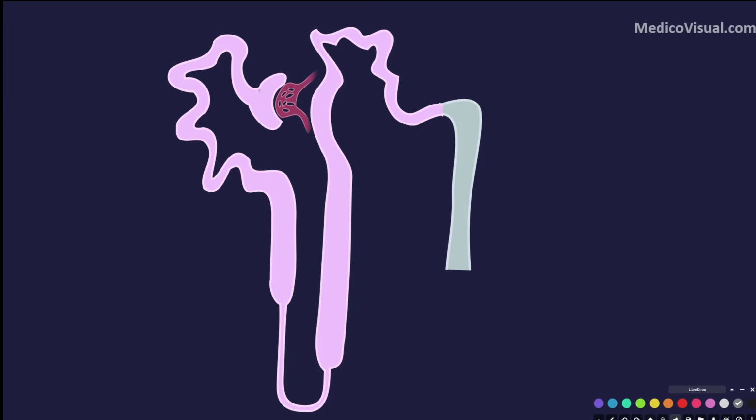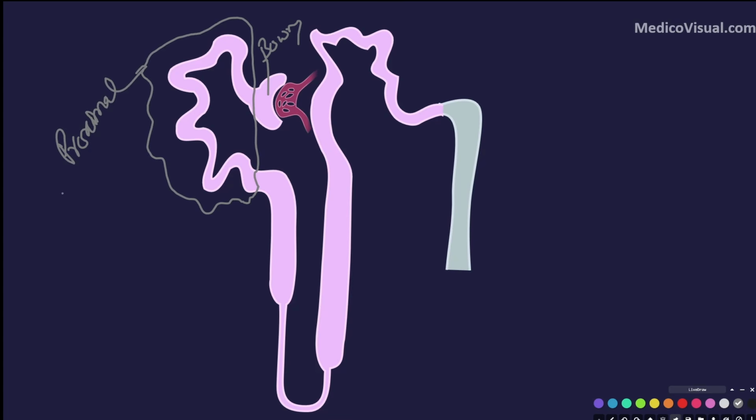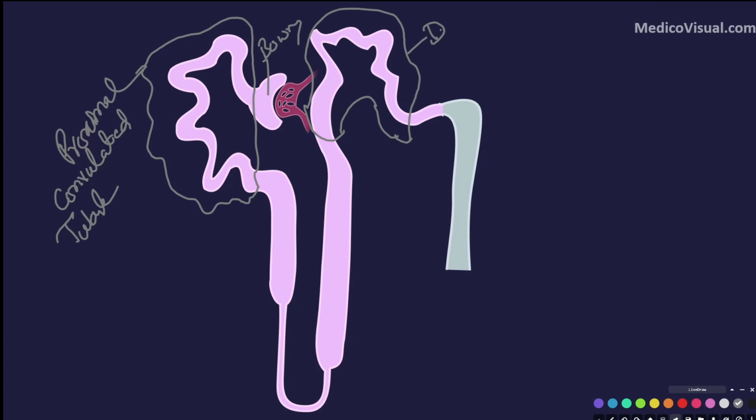So here we have the Bowman's capsule, and this is the glomerulus, and this whole structure, both of these as a whole, are called renal corpuscle. Now because of this convoluted appearance, this is the proximal one, because it is proximal to Bowman's capsule. So this is the proximal convoluted tubule. And here is the other convoluted tubule, which is the distal convoluted tubule.